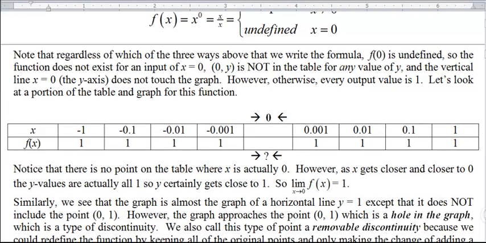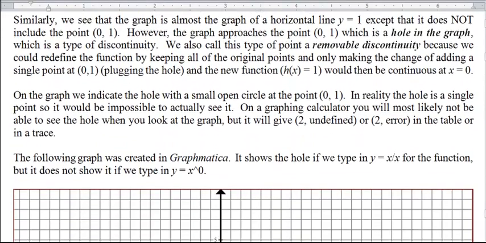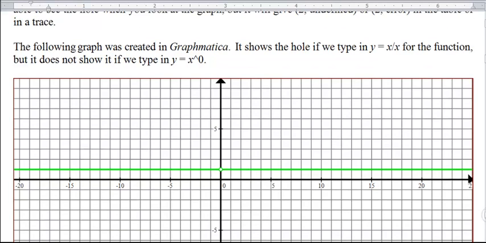Okay, so what does the graph look like? Well, here it is, down here, the green. The graph actually, all the points, all the y values are 1, so that's a horizontal line, except this one has a hole in the graph, and you can see that right there. Do you see how that kind of goes around and leaves a hole in the graph?